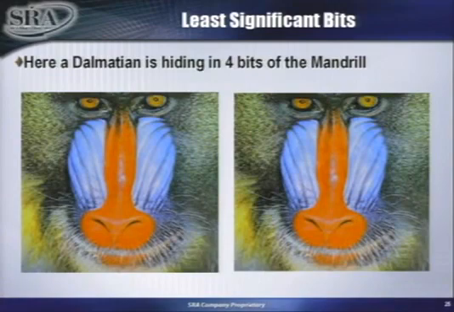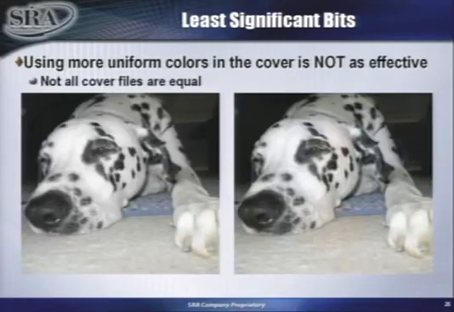So here, I've got a Dalmatian hiding in 4 bits of the mandrill. Okay, can you tell this time which one? Yeah, you're just guessing again. Yeah, I put it on the right. Maybe I should swap that up next time. So it is on the right, but it's not because you can tell by looking at it. All right, so here's the Dalmatian.